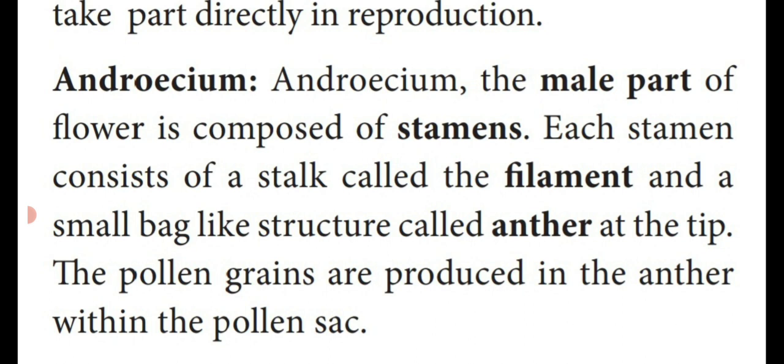A stamen contains two regions. A stalk-like portion is called the filament, and the small bag-like structure called the anther is located at the tip of the filament. Many pollen grains are produced in the anther within the pollen sac.